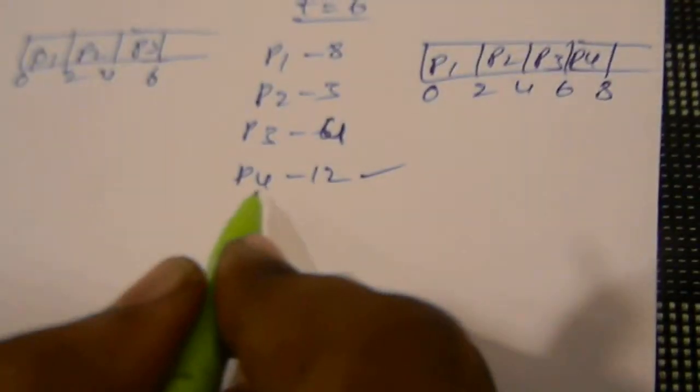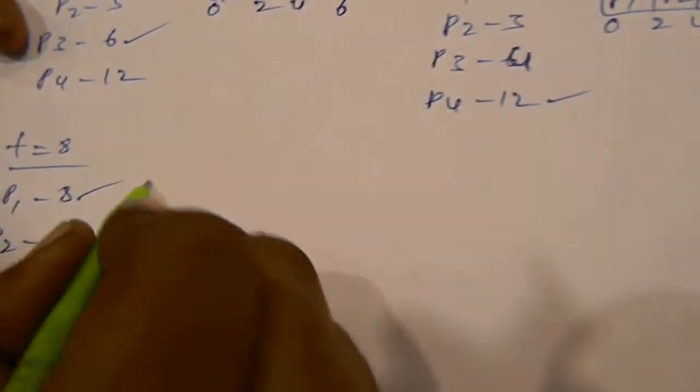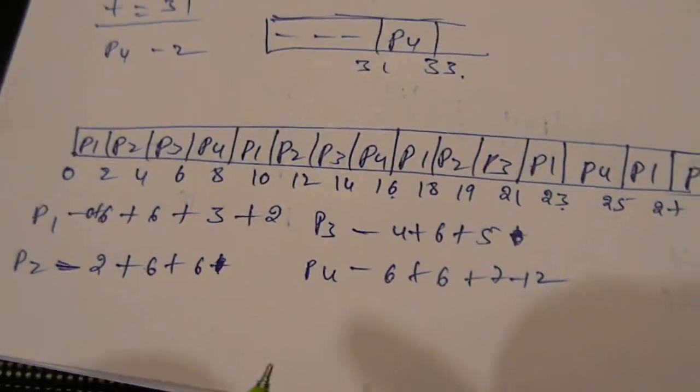Now here the first cycle was completed. That means P1, P2, P3, P4 have each been given a chance. Now P1 again starts execution, and now this is the Gantt chart.